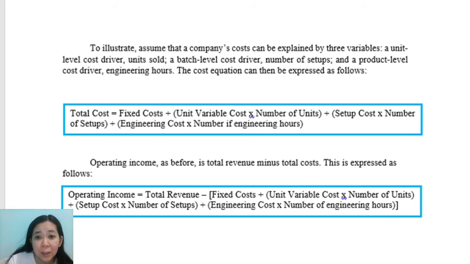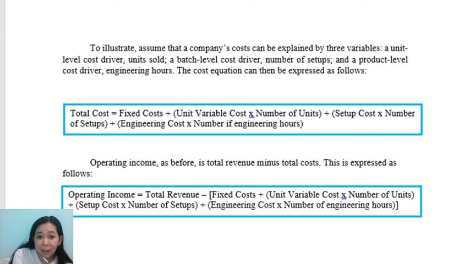Okay, to illustrate, assume that a company's cost can be explained by three variables. We have the unit level cost driver, the units sold; a batch level cost driver, which is the number of setups; and the product level, which is the engineering hours. So again, the unit level cost driver is the number of units sold, for the batch level this is the number of setups, and the product level cost driver is engineering hours. So the cost equation can be expressed as follows. You can see that in your module as well.